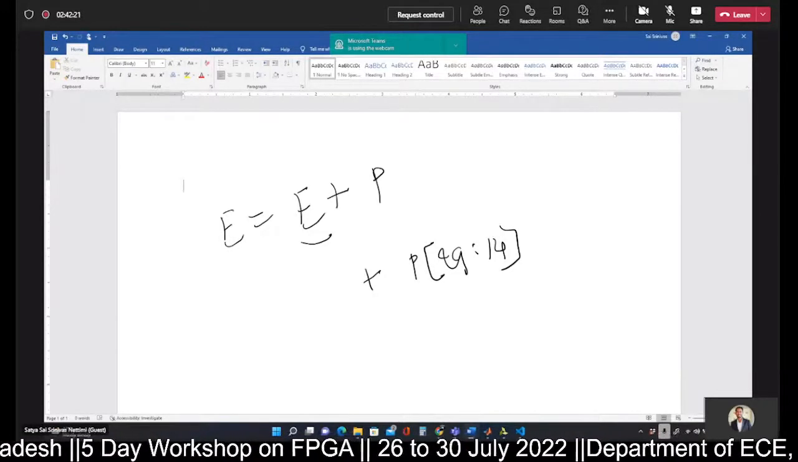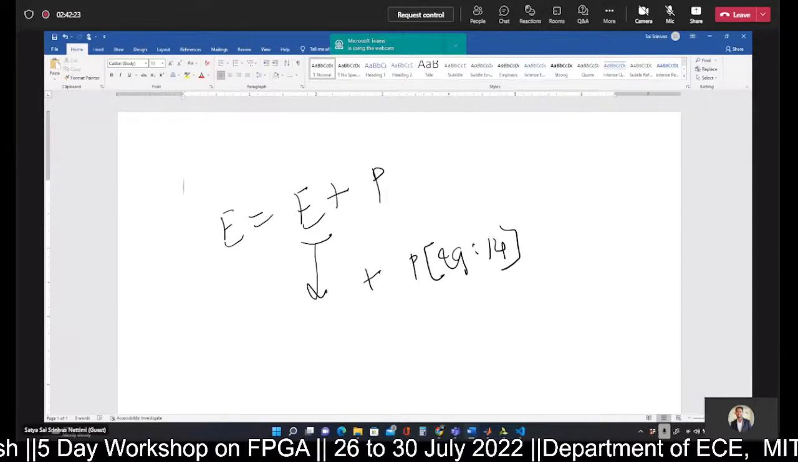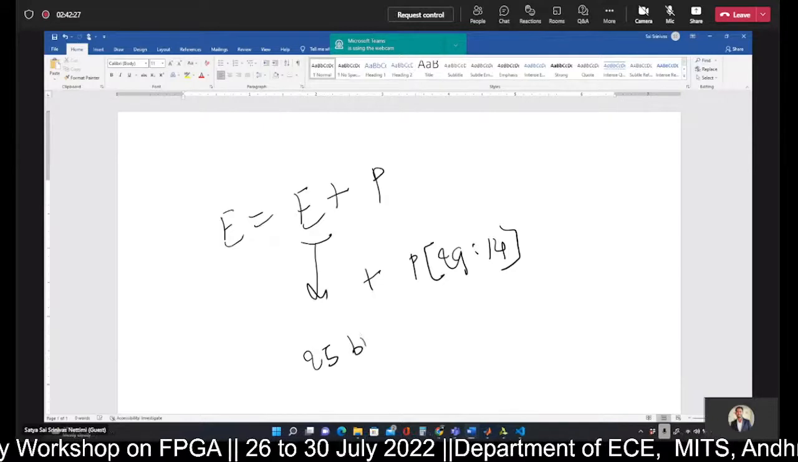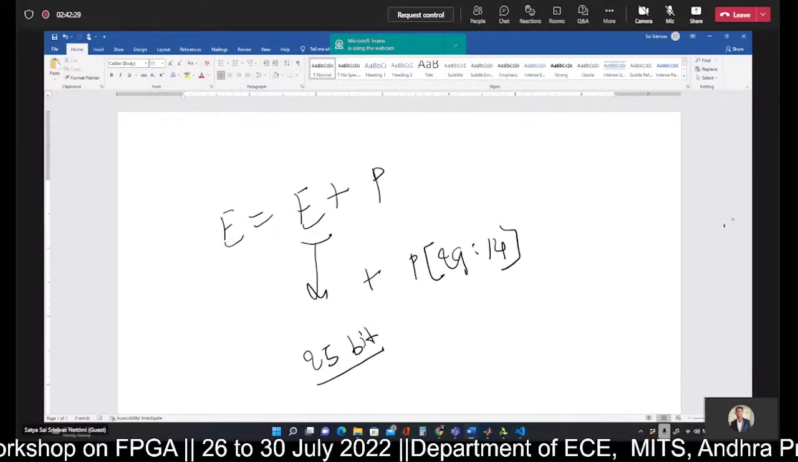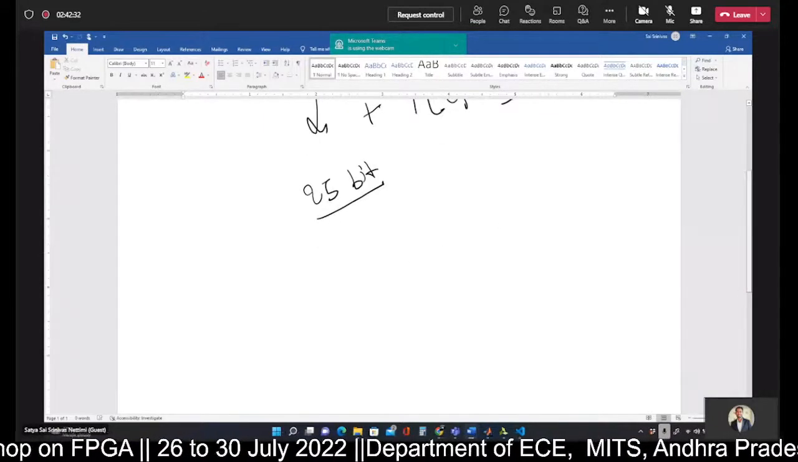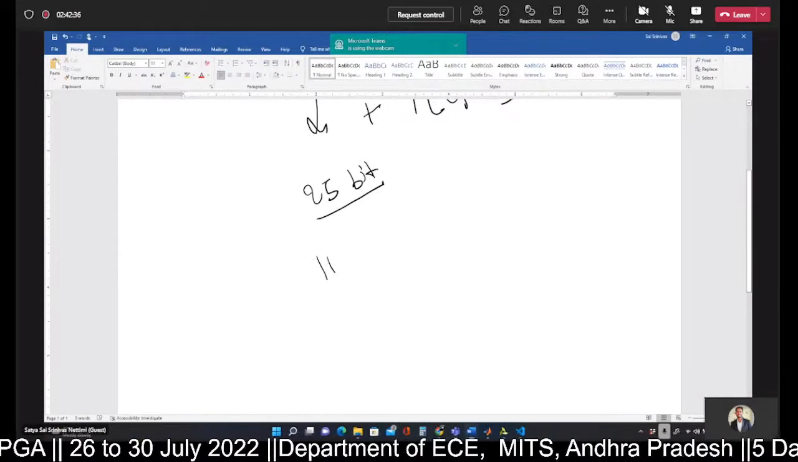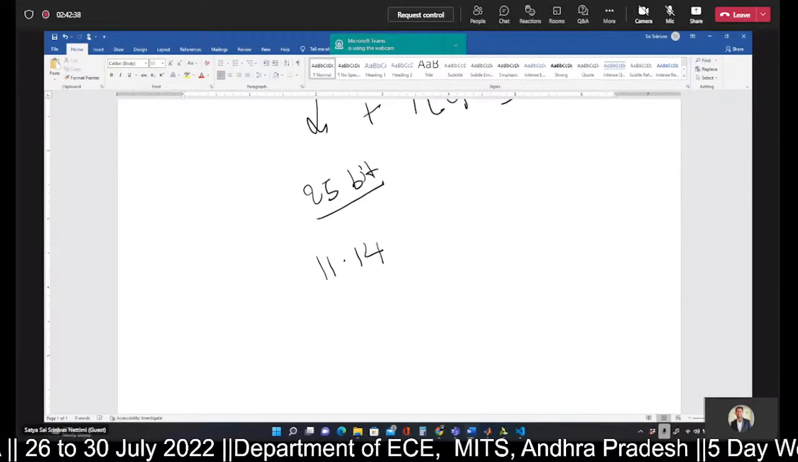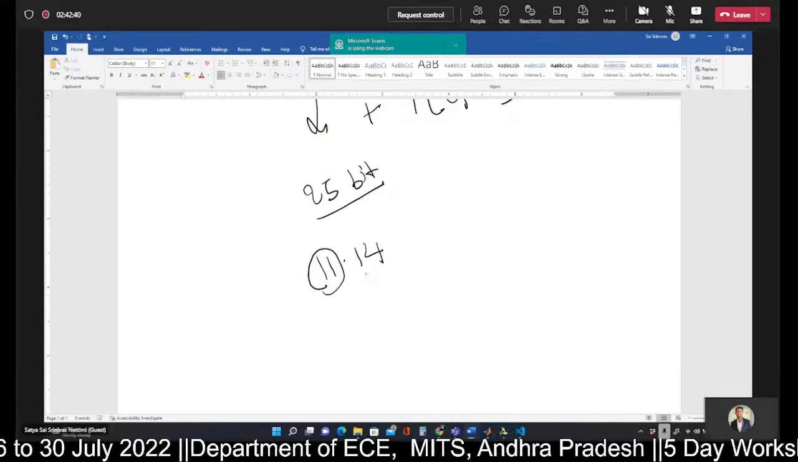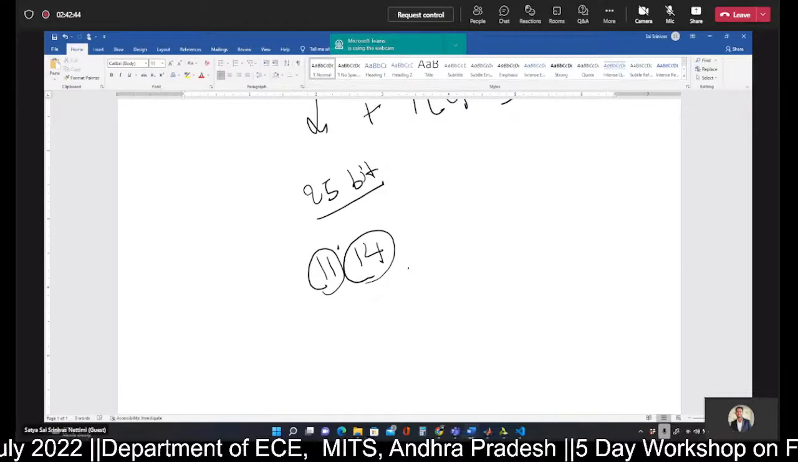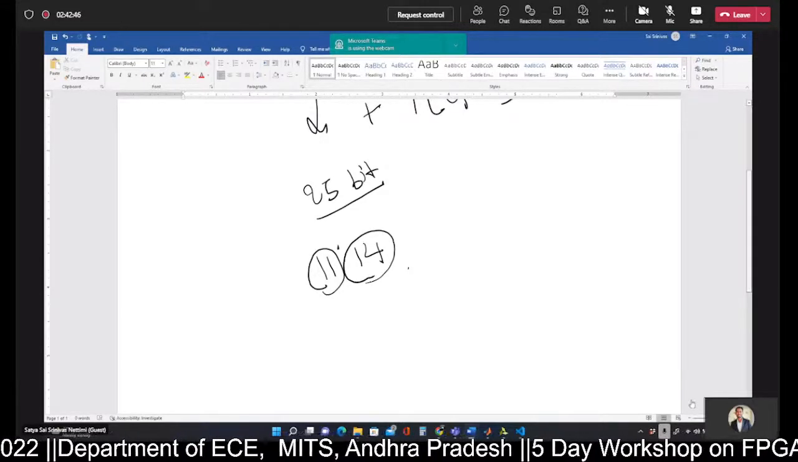Just a minute, one minute. If you look into energy E, actually energy E we kept as 25 bit, right? So 25 bit means 11 plus 14, 11 integer part and 14 fractional part, correct? Just a minute, I'm checking.